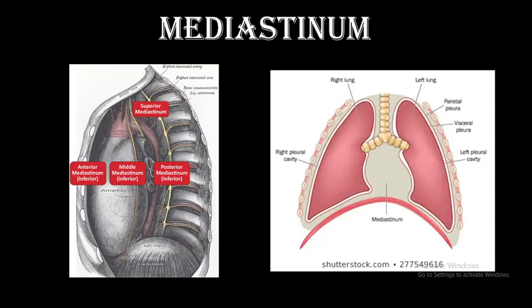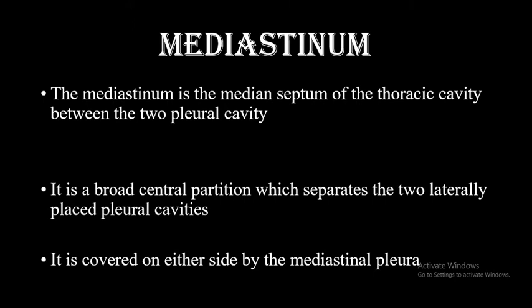Now today the topic that we are going to discuss is about the mediastinum. This is one of the important topics that is related to the anatomy of the thoracic cavity. So what is a mediastinum? The mediastinum is basically a median septum of the thoracic cavity which lies between the two pleural cavities.